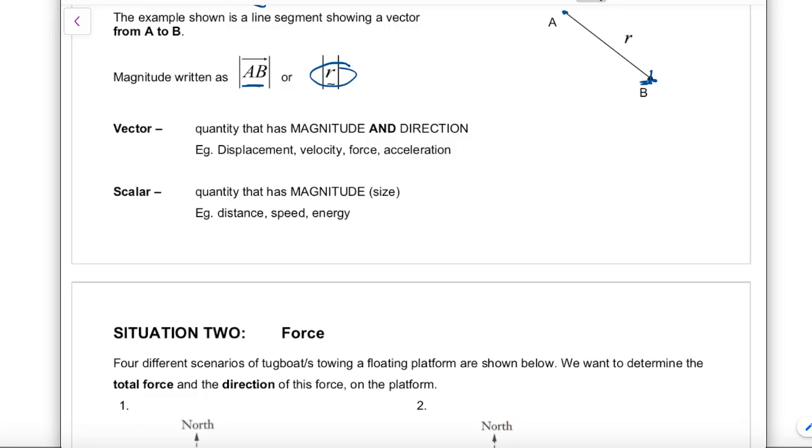So a vector has magnitude and direction, so we use this for displacement, velocity, force, acceleration, whereas a scalar just has magnitude, a quantity with just size, so things like distance or speed or energy.